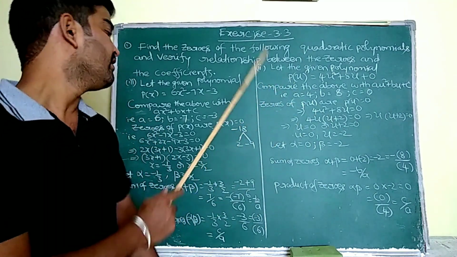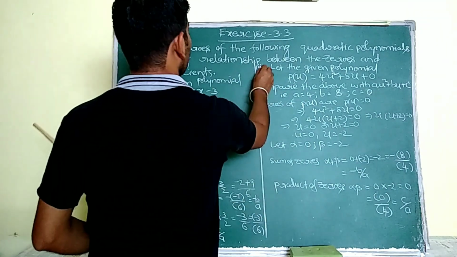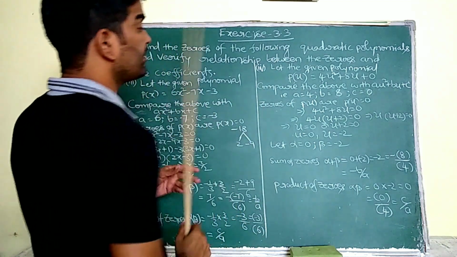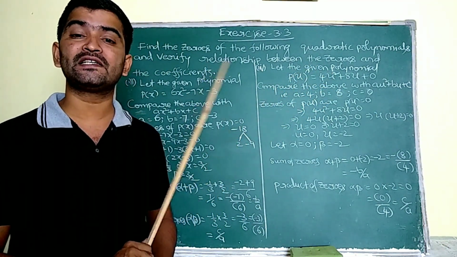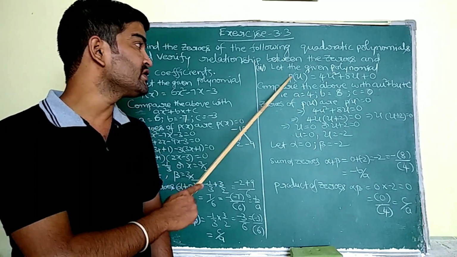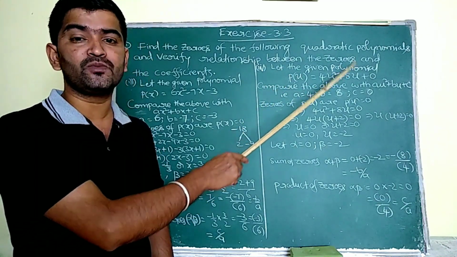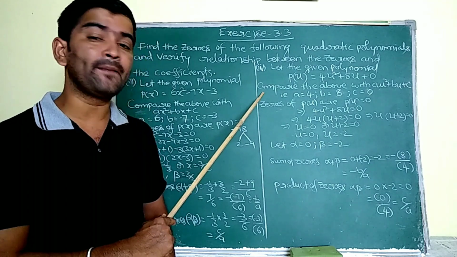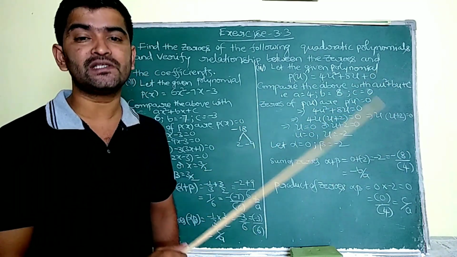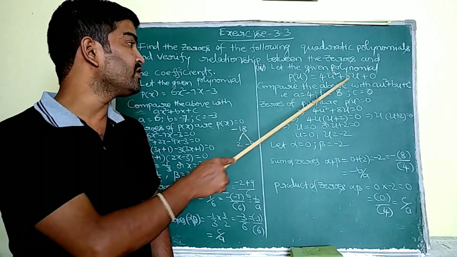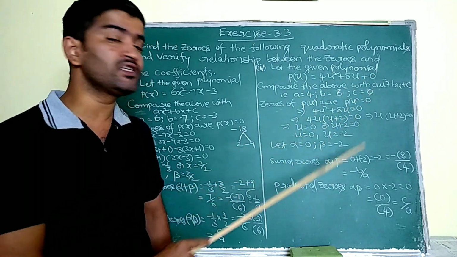Similarly, the fourth question here is, let the given polynomial be p of u. Why? Because the given polynomial is in terms of u. So p of u is equal to 4u square plus 8u plus 0. So we have to compare this with the standard form au square plus bu plus c. So a is equal to 4, b is equal to 8, c is equal to 0 here.